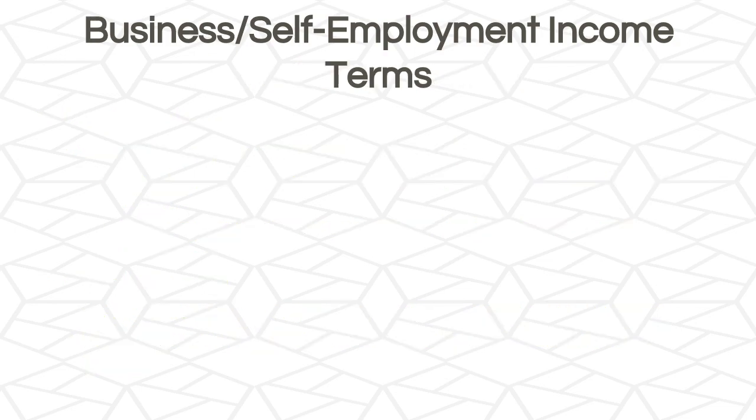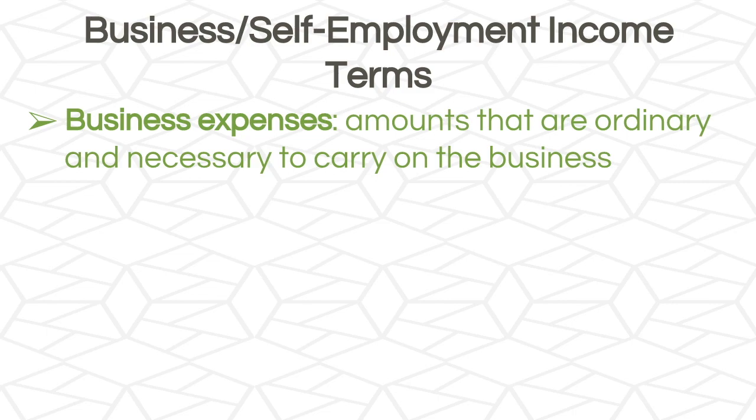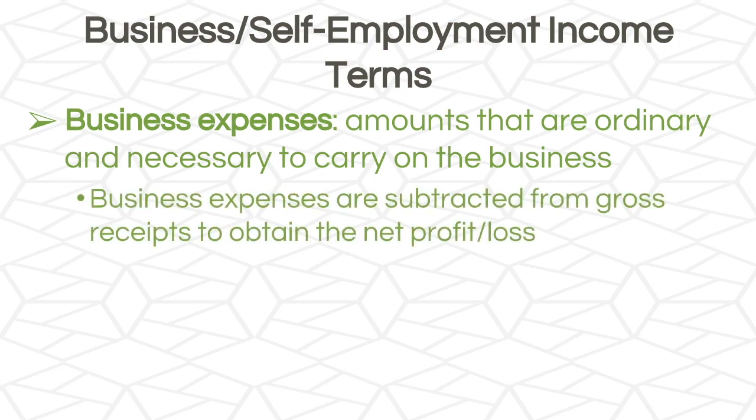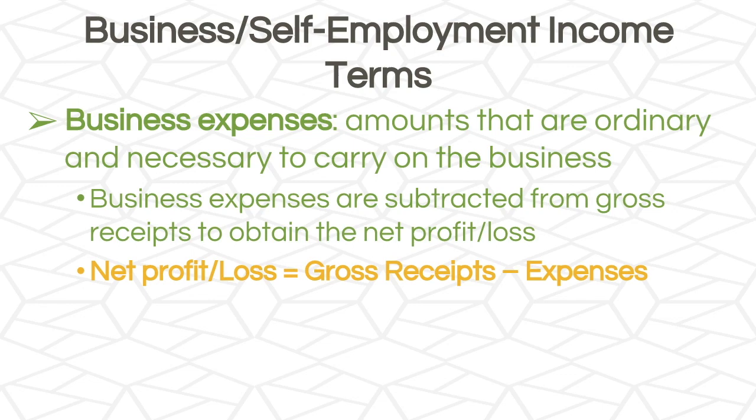Let's talk about a few terms. First we have business expenses, and these are amounts that are ordinary and necessary to carry on the business. Business expenses are subtracted from gross receipts to obtain either the net profit or the net loss. So gross receipts minus expenses equals our net profit. Another way to say that is net profit or loss is equal to gross receipts minus expenses.